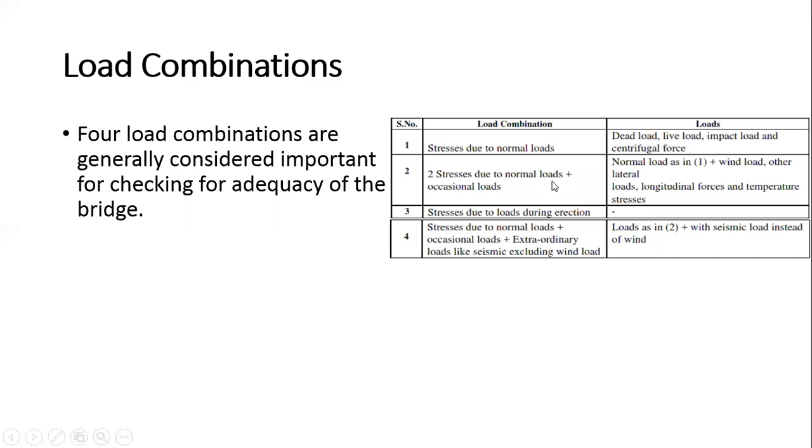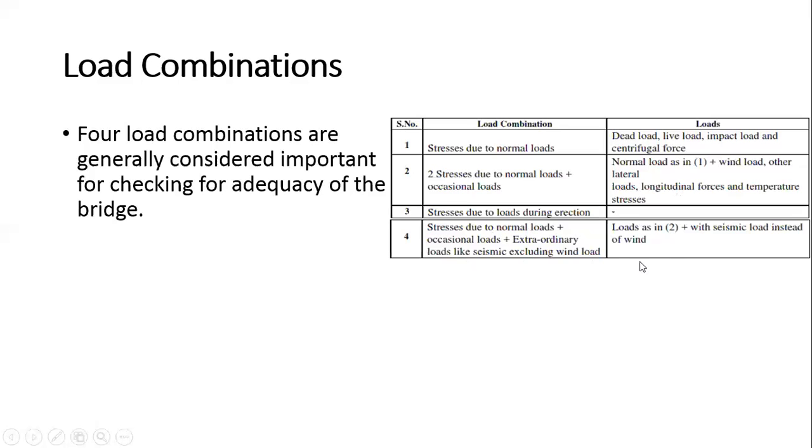Second is the stresses due to normal loads plus occasional loads. Occasional means we have to consider either wind load or other lateral loads like longitudinal or temperature stress. Third is the stresses due to loads during erection. And the last one is stresses due to normal loads plus occasional loads plus extraordinary loads like seismic load, excluding wind load. When we consider the seismic load, we exclude the wind load.